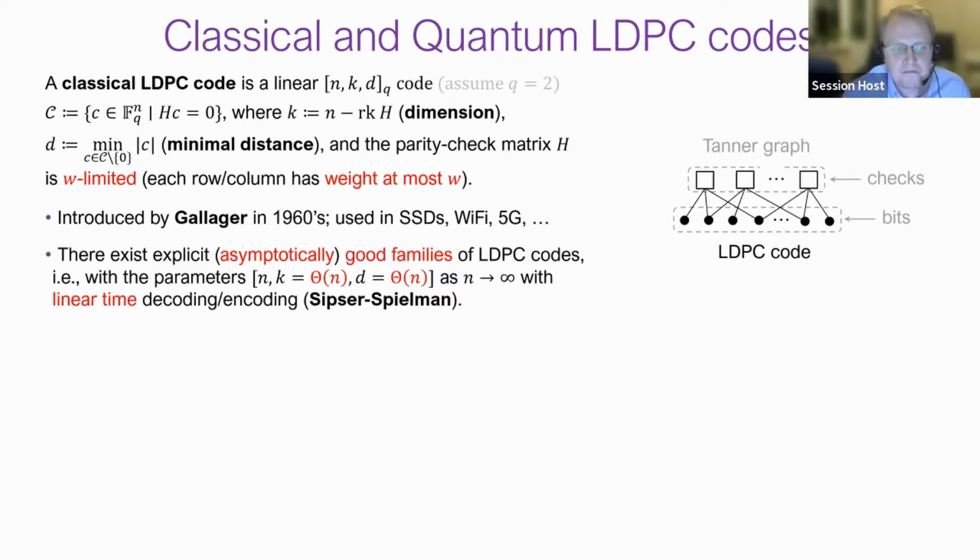What is known about classical LDPC codes? It is known that there exist explicit families of asymptotically good LDPC codes. By asymptotically good, or just good, families of codes, I mean that these parameters, the number of useful bits and the minimum distance, grow linearly with the size of the code. Actually, the first explicit construction with linear time decoding and encoding was obtained much later, in the 90s, by Sipser and Spielman.